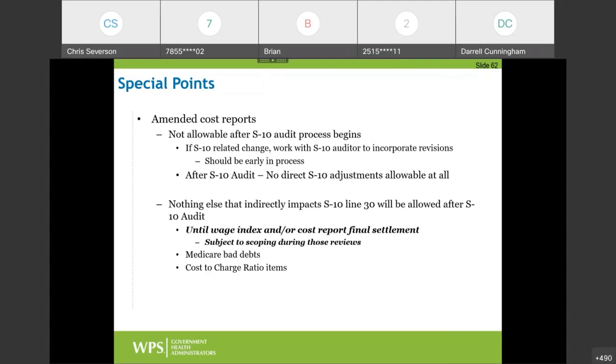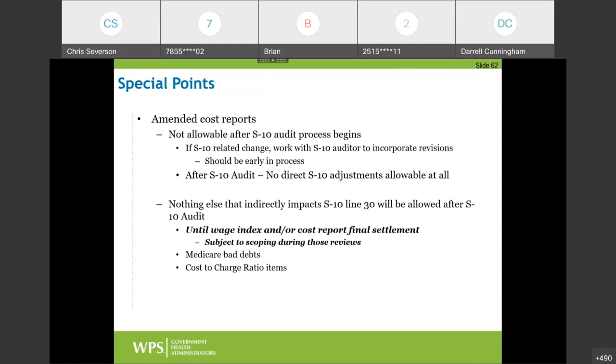Of course, those numbers may very well be changed through Wage Index. Wage Index takes a look at some A6 reclasses quite frequently. That could adjust the cost to charge ratio and line 30. And of course, at final settlement, quite commonly the Medicare bad debts themselves are adjusted, but there might also be other adjustments made that impact line 30, and that's fine.